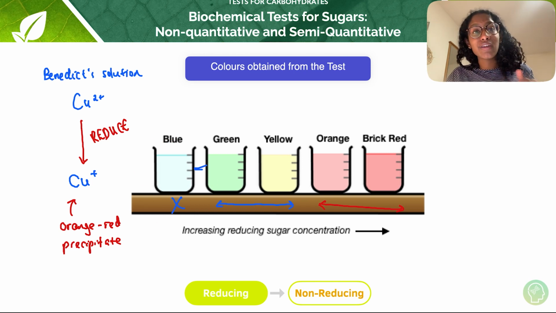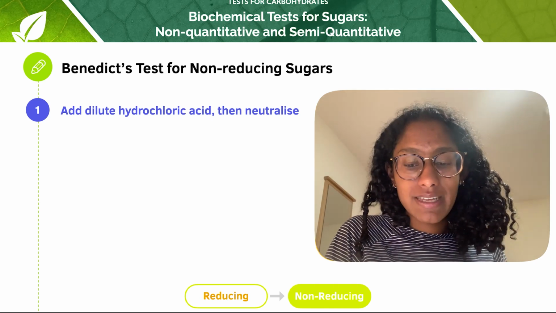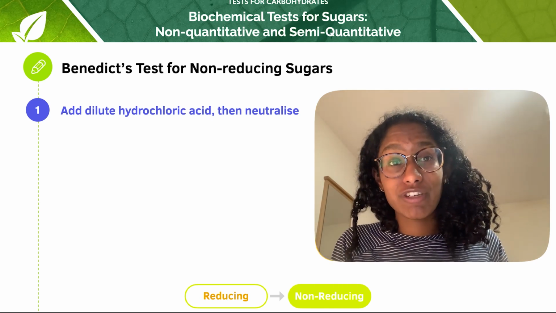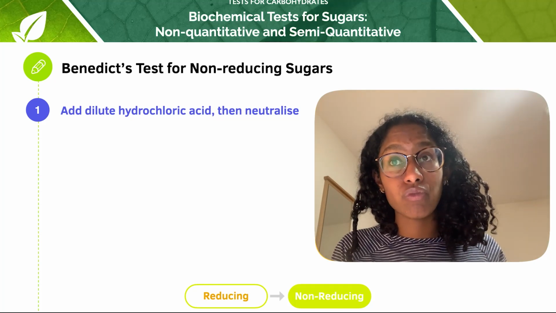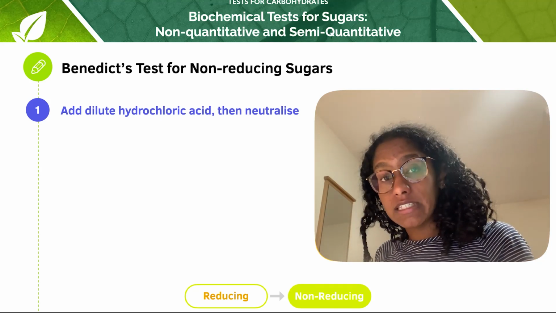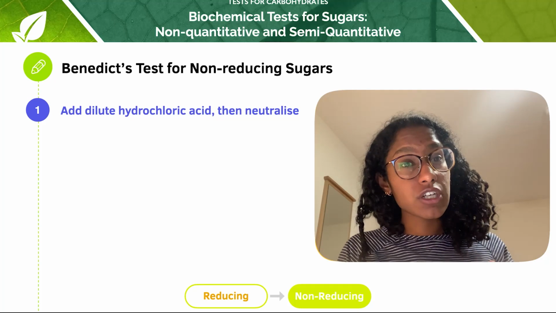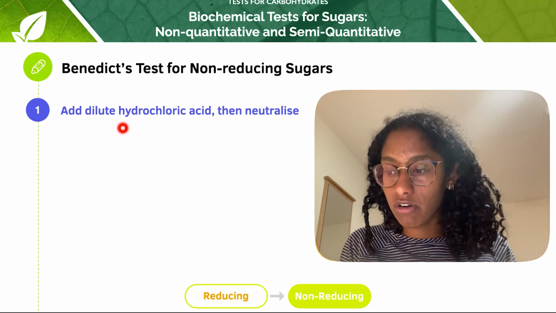Now that's not a good enough test for whether a non-reducing sugar is present, because the absence of reducing sugar doesn't tell you that non-reducing sugar is present. It can be anything. So what we want to do is a specific test for non-reducing sugars. So we've got our negative Benedict's test already, having added the non-reducing sugar to the Benedict's solution. Now we're going to think, okay, is this a non-reducing sugar or not? And to do that, we've got to add dilute hydrochloric acid.